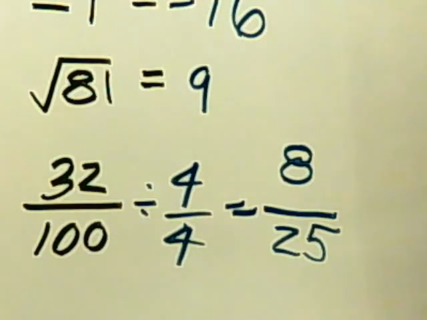We can't go any smaller than that because 8 can be divided by 2, but 25 cannot. Neither of them can be divided by 3 or 4. 25 can be divided by 5, 8 can't. So we've taken this as far as we can.